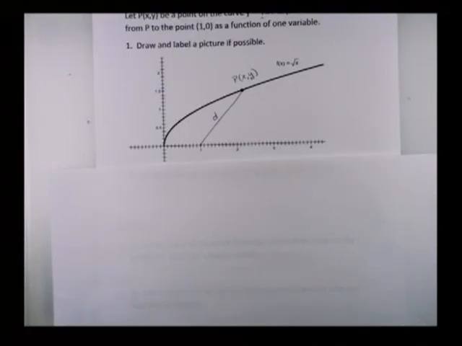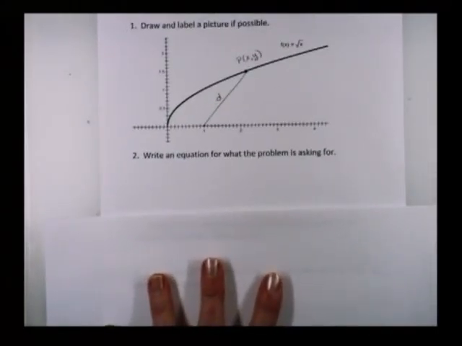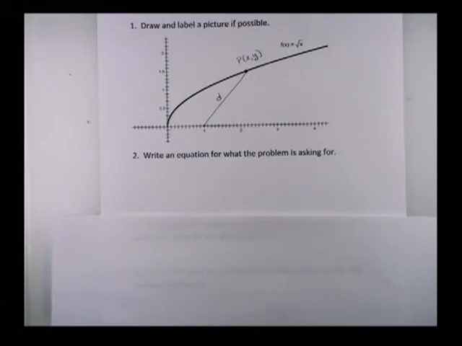All right, so there's my picture. I've drawn it, I've labeled it. Let's see what I need to do next. All right, next step is to write an equation for what the problem is asking for. It's asking me to express distance. So how do I express the distance?